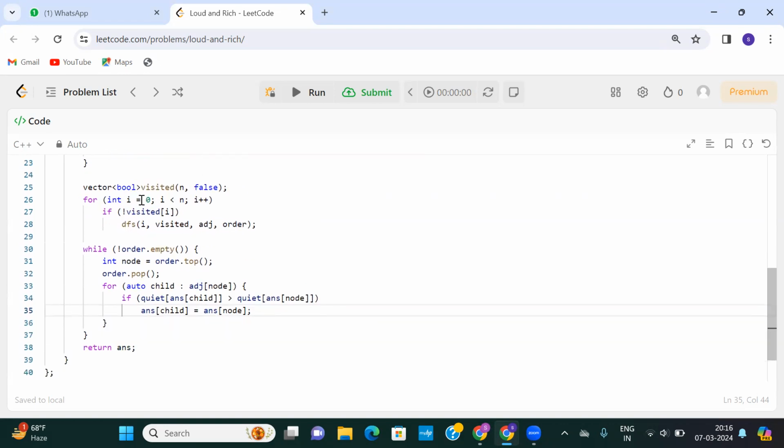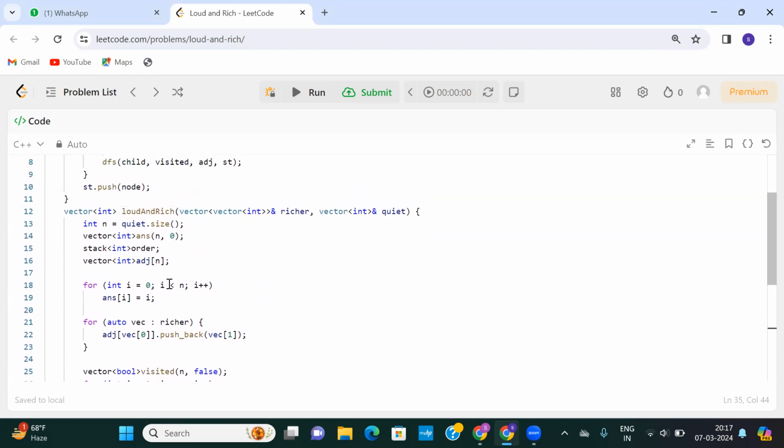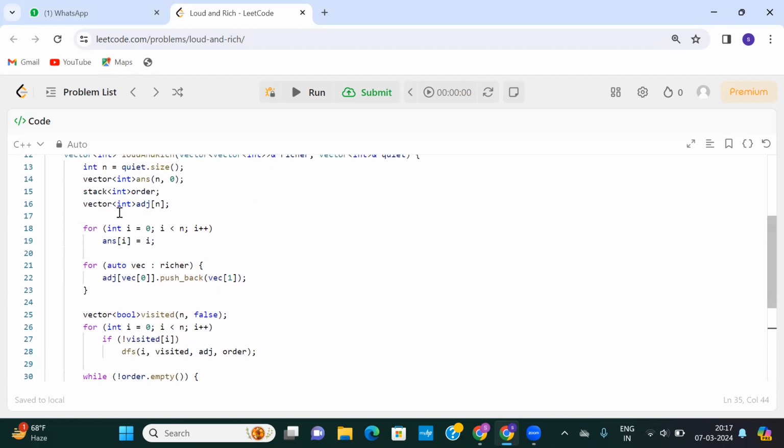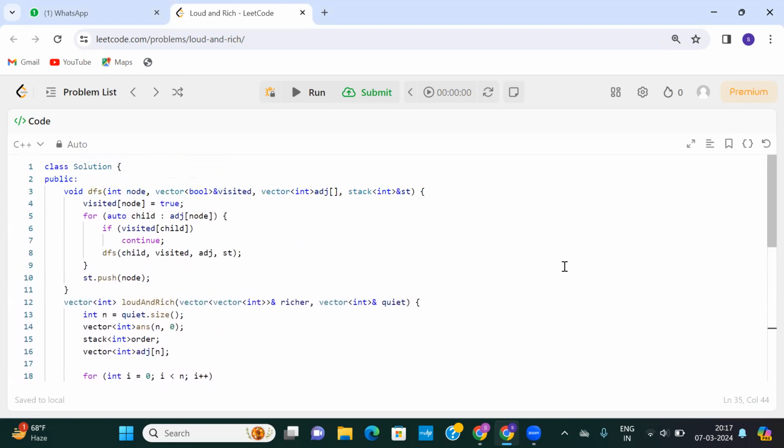Now we are iterating: for int i equal to 0 and less than n, i plus plus, if it is not visited, then we are calling a function dfs. Now what we did in dfs: I told you that we have defined a stack because whenever we are performing a topo sort using depth first search, we need a stack. So that is why we have defined a stack. Now we are performing the topo sort.